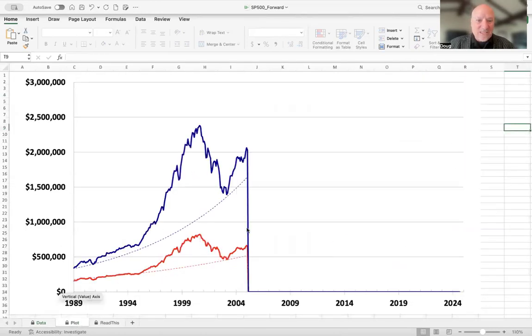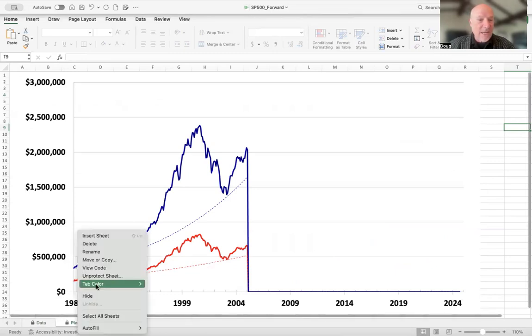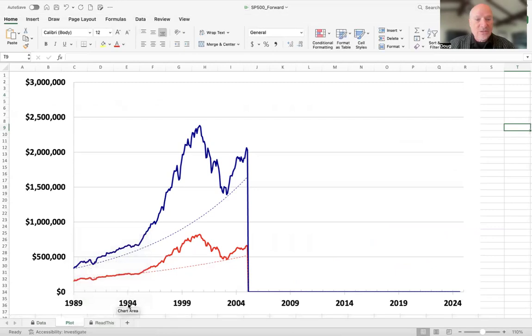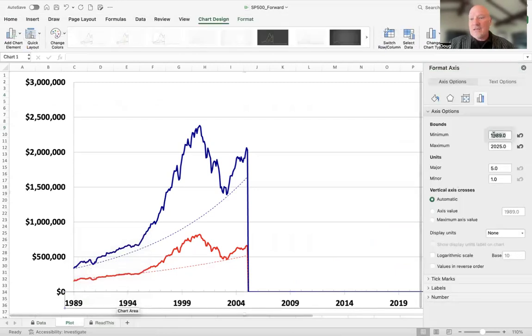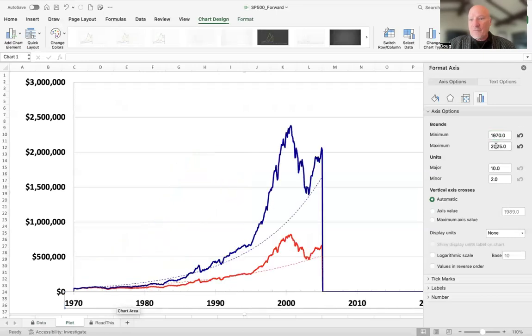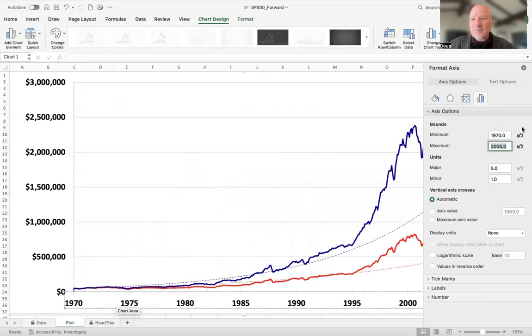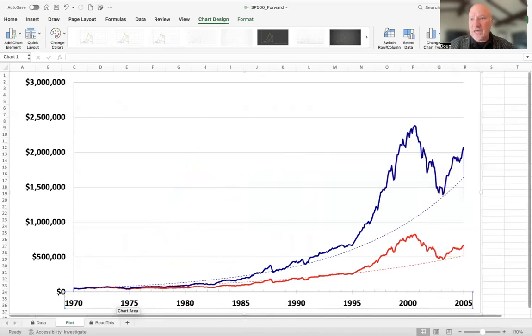Well, now you see the plot's kind of convoluted here. We need to expand this y-axis, or rather this x-axis. So right-click on the tab, unprotect the sheet, double-click the x-axis, enter 1970 to start, and 2005 for our ending point. Now this is real, and then you can click this little X to get rid of it.